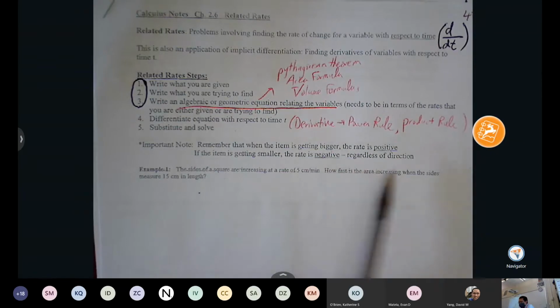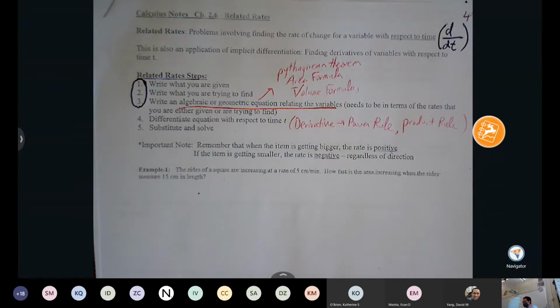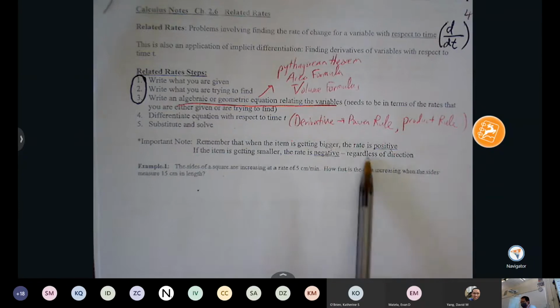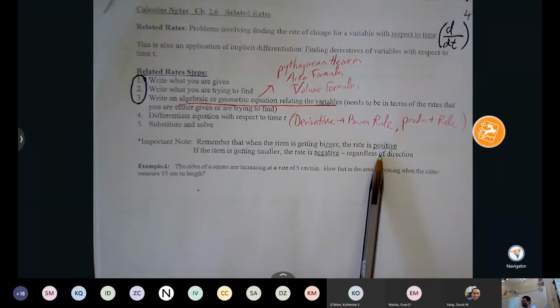Regardless of direction. I want to specify this because a lot of times we look at the direction of motion, because with particle motion we did that: left is negative velocity, right is positive velocity. But here left, right, up, down is not going to affect the sign of our rate. We have to visualize what's happening to that length. If we visualize that length or that value getting larger, we want that rate to be positive. If we visualize that value getting smaller, we want that rate to be negative. So direction doesn't matter.